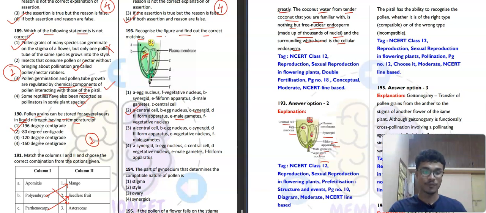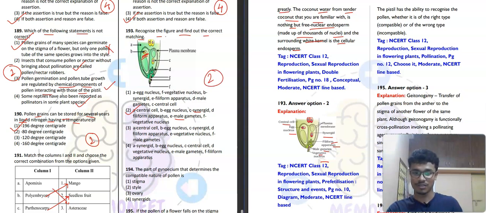You also have to visualize the diagram, and you need to remember these diagrams from the NCERT, because in NCERT everything is important. This question is put up basically to check your visualization. So okay, the second option will be our correct answer for this question.